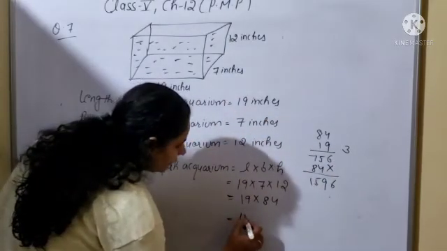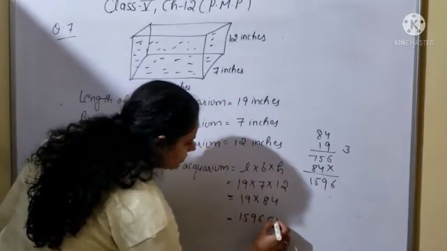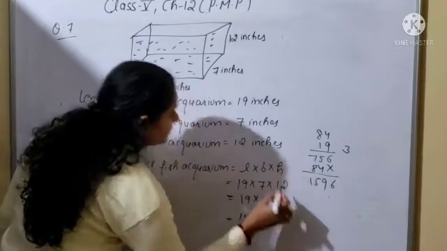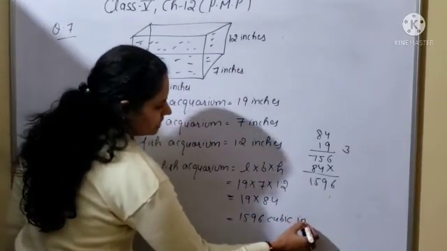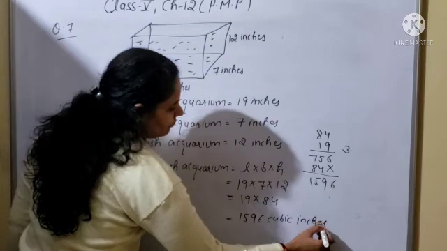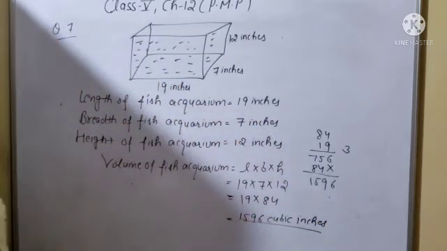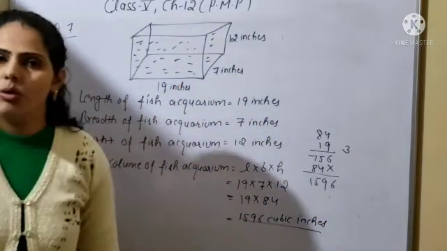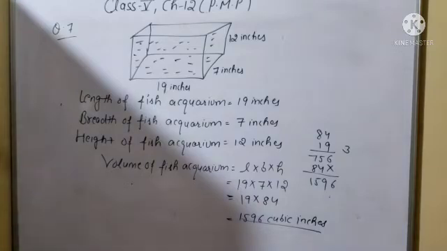So it will be 1596 cubic, and all the dimensions are given in inches, so cubic inches. So 1596 cubic inches of water it can hold. Okay, because volume means how much capacity, how much water it can hold. So it will be 1596 cubic inches. So this was your question number 7.